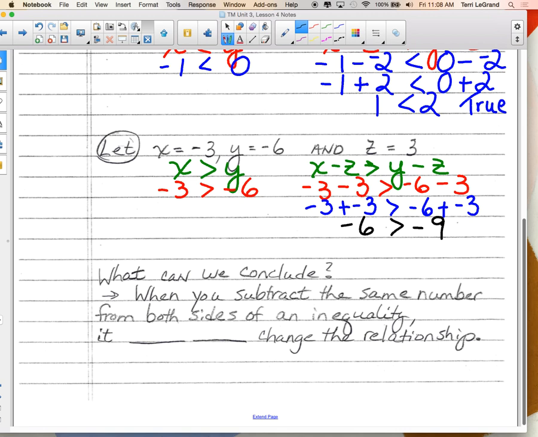So find along the way what's different about yours, if it didn't happen. And then we gotta decide, is this true or is this false? Is -6 greater than -9? True. It's true, yeah, it is.